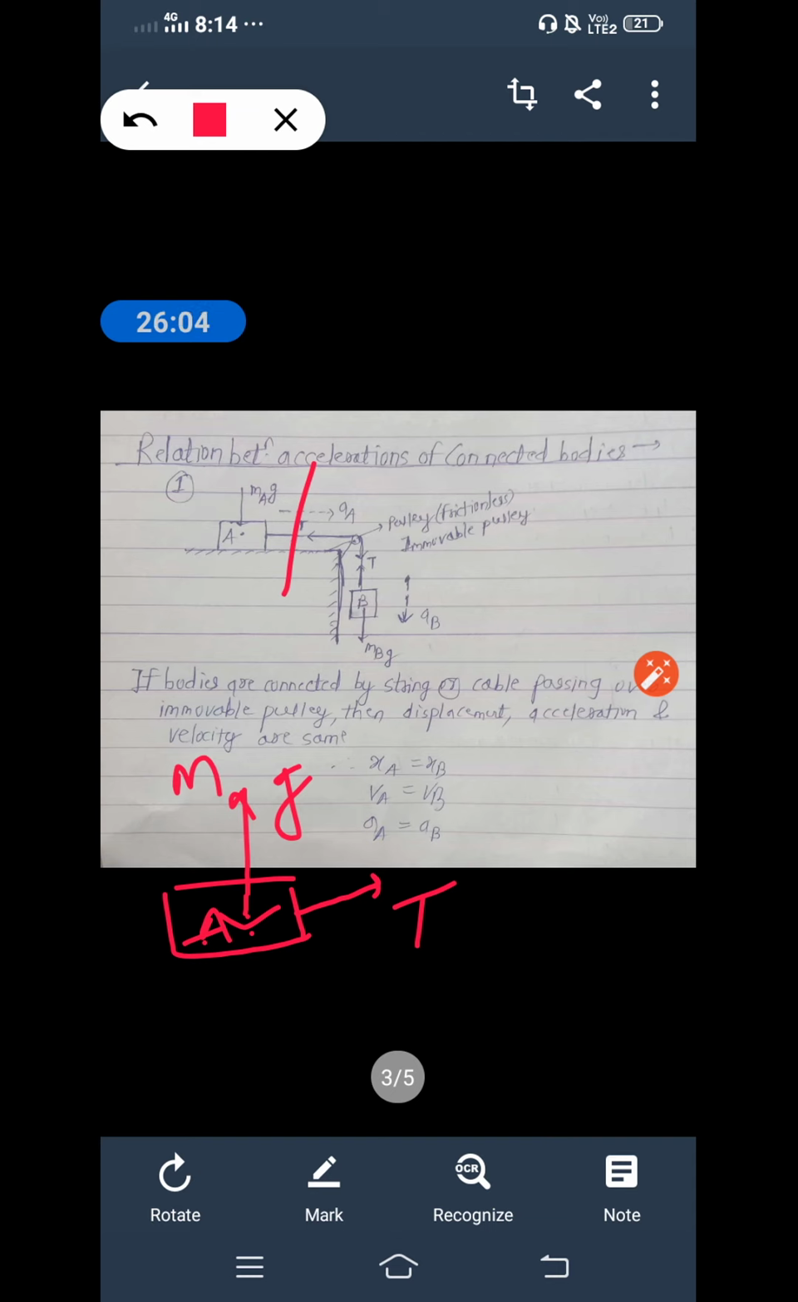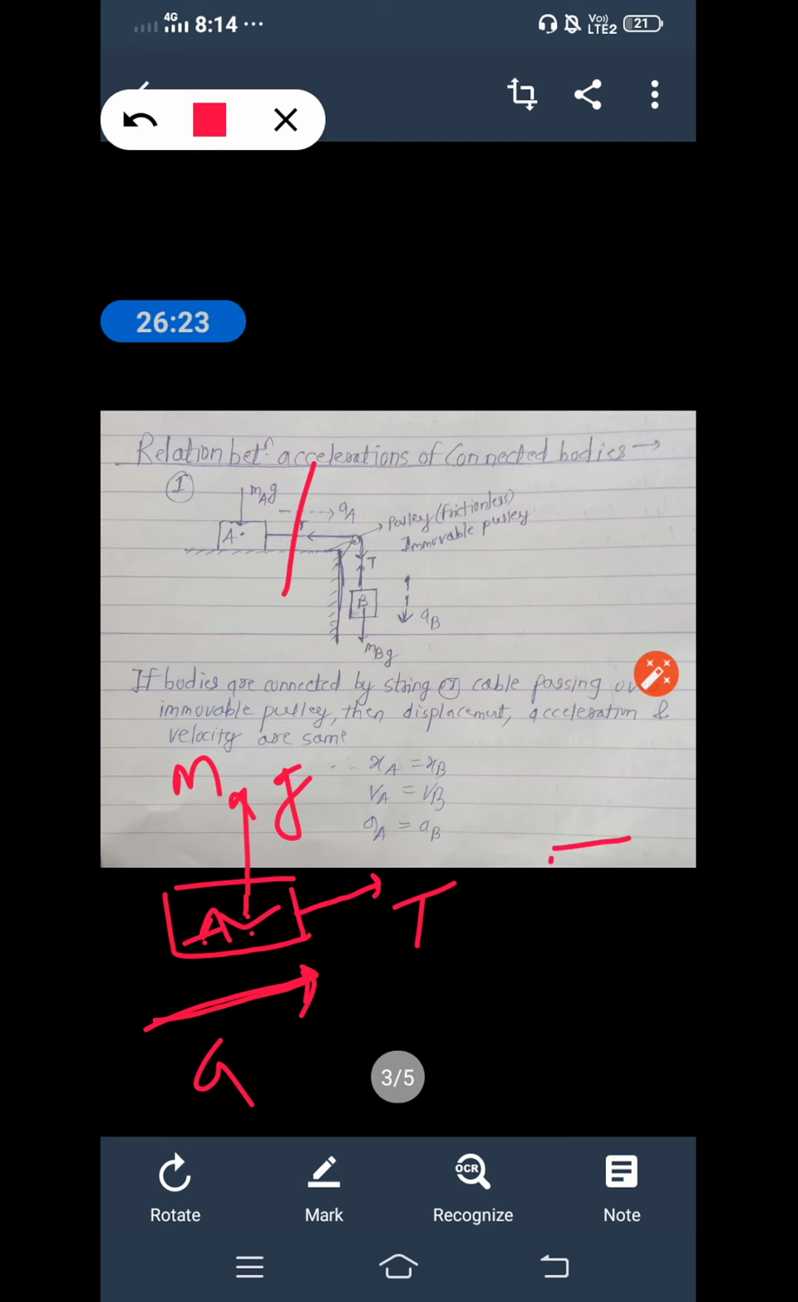And one more thing: what is the direction of the motion of that block? This direction. So this is A, the acceleration, meaning your block will move in this direction, remember. So this is the free body diagram of block A. Now tell me, what is the free body diagram of your block B?